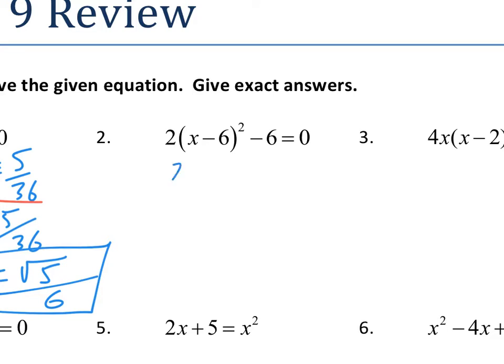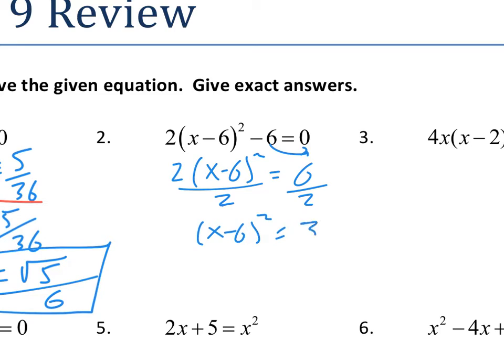So let's add the 6 to both sides. The 6 that's outside, that is. So we're going to take this guy over here. And so we get 6. Then we're going to divide by 2. Okay, we don't want to square root yet. We got to get that square all by itself. And then we're going to square root this guy.